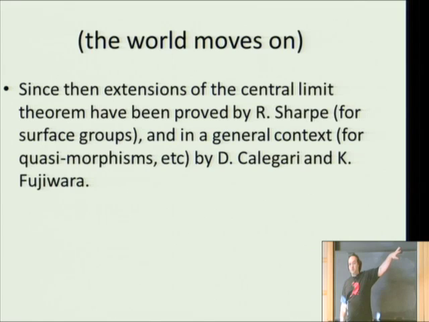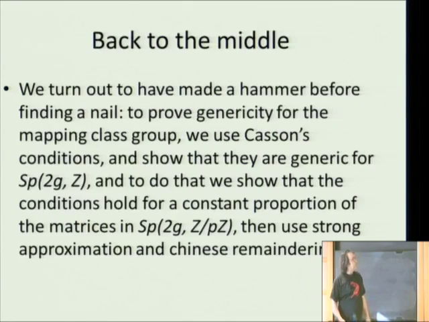But anyway, here I only care about the finite group result and the equidistribution statement. So we had a nail, we've made a hammer, and so now we're working on the symplectic group. What we do is, for every prime, we show that the Casson condition, or whatever conditions we need, hold for a constant fraction of all the elements. And then we use the standard algebraic groups machinery to lift to the whole thing.